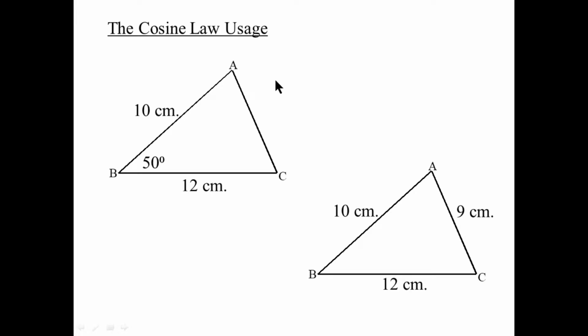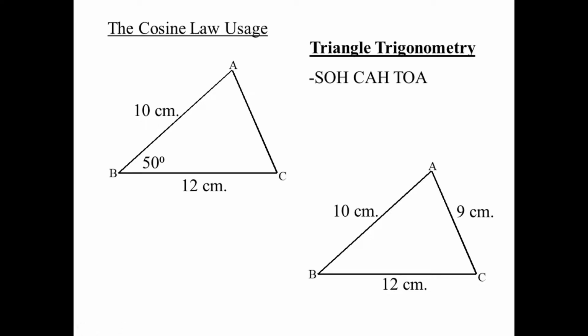We seem to have lots of tools. Let's check them. Triangle trigonometry. We have SOHCAHTOA for right angle triangles. We have the cos law for these two particular instances in front of you here now. The sine law is for all the other cases. SOHCAHTOA is for right angle triangles. Cosine law is for these two instances.